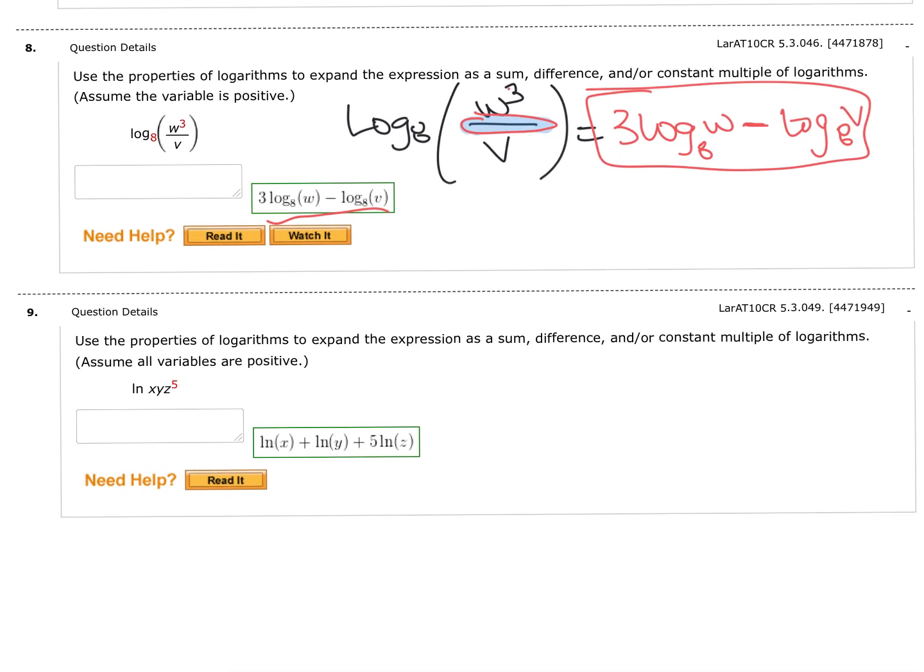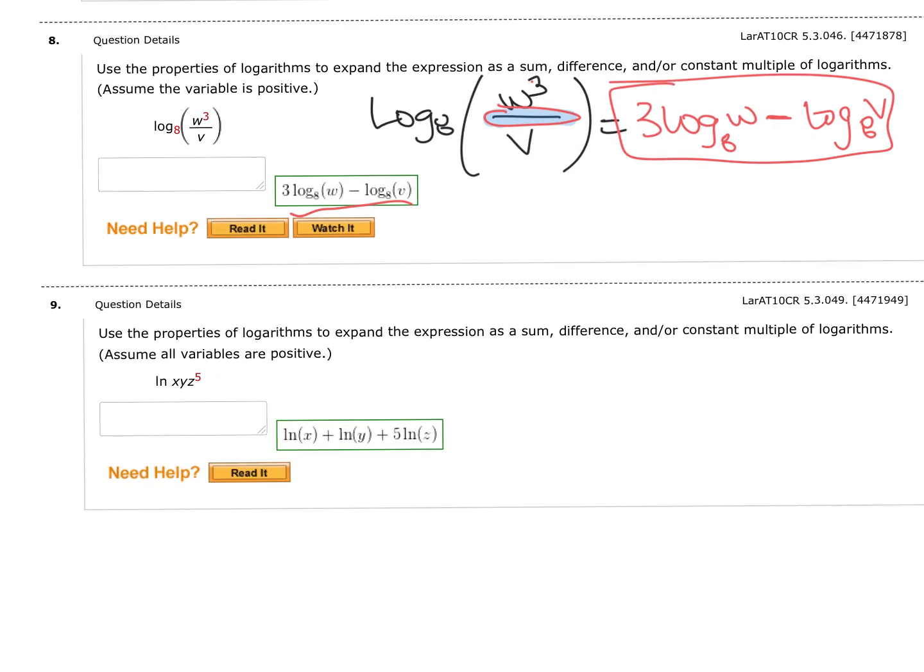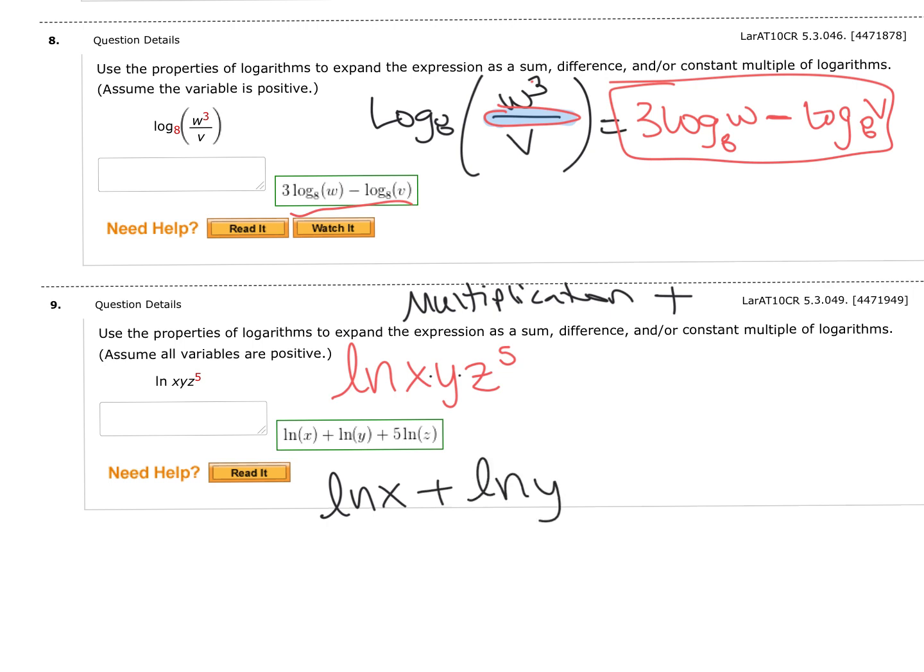All right, number 9, I have the natural log of x times y times z to the 5th power. Okay, so since this is multiplication, I'm going to use addition. That is the property. And so I'm going to have the natural log of x plus the natural log of y plus, and then the 5 goes in front of the natural log that goes with z.